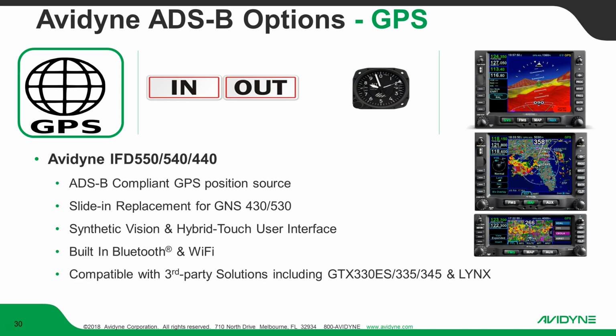They've got hybrid touch, meaning we've kept all the knobs and buttons, but we also have touchscreen capability. They have built-in Bluetooth and Wi-Fi, so they'll communicate with your iPad. You can, with ForeFlight, integrate with Flight Plan Go and several other third-party solutions. They can also provide the GPS position source if you've already got a GTX 330 ES, 335, 345, or a Link system.